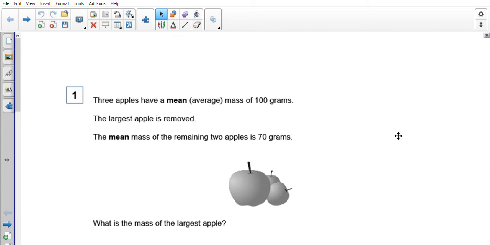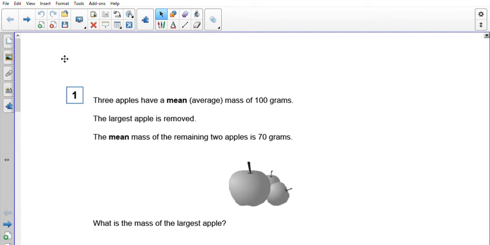Right, let's have a look at some work on mean or average. The way that we're going to work these through is we're going to use a lot of our reasoning work here, but we also need to be really aware of and have a good understanding of what mean means, what the definition of average is.